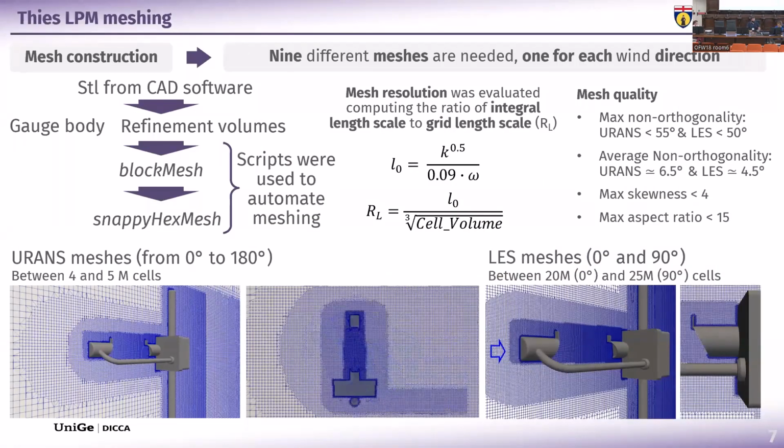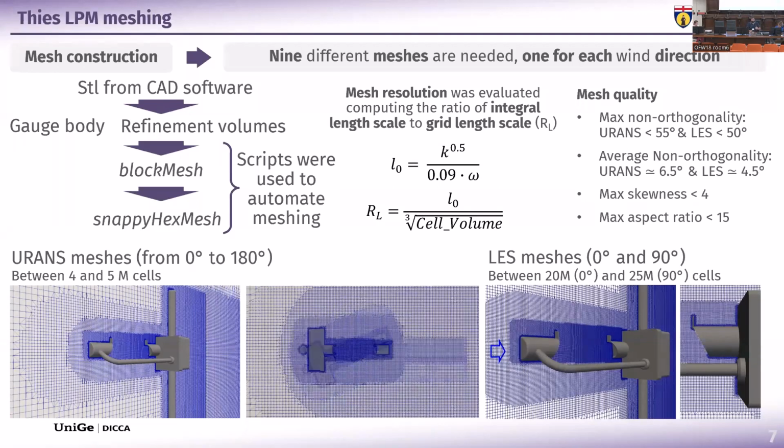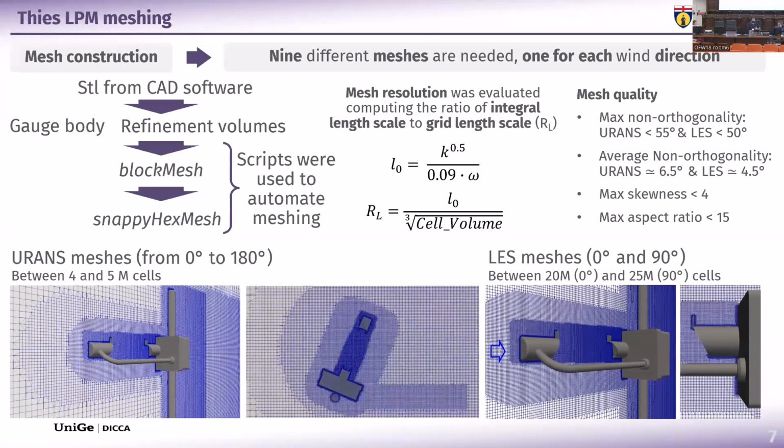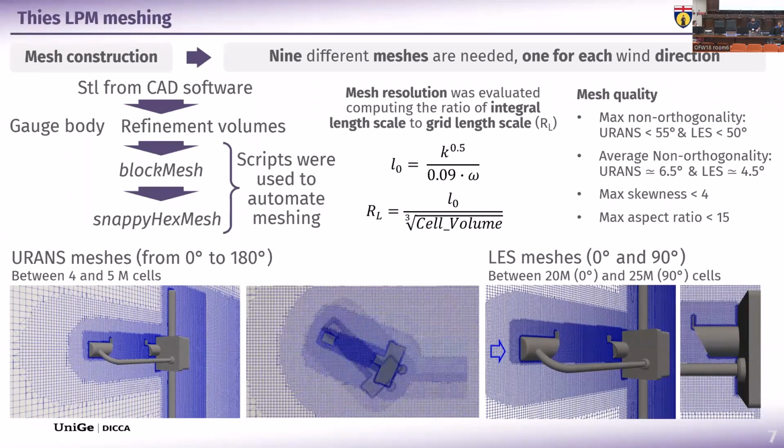Then the other instrument tested is the laser precipitation monitor, and this gauge instead has a very complex non-radially symmetric shape. So here 9 different meshes were constructed considering 9 different wind directions. Since a large number of meshes were required, both the gauge body and the refinement volumes around it were constructed using CAD software, and then scripts were used to run both blockMesh and SnappyHexMesh to automate mesh generation. Mesh resolution in this case was evaluated by computing the ratio between the integral length scale and the grid length scale, and I'll show you some examples in the next slides.